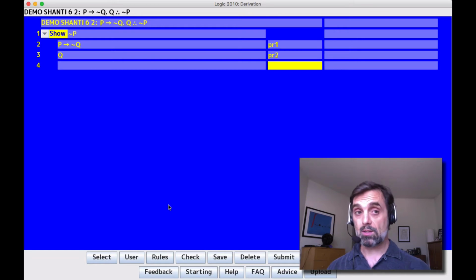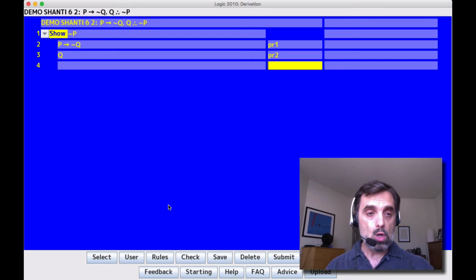So we look for conditionals. So we have only one conditional on line 2. We have the conditional if P, then not Q. Okay. So if we're going to do MP, we would need the antecedent. The antecedent is P, so we look and say, do we have the antecedent anywhere? And we don't. We don't have P anywhere, so we can't do MP.